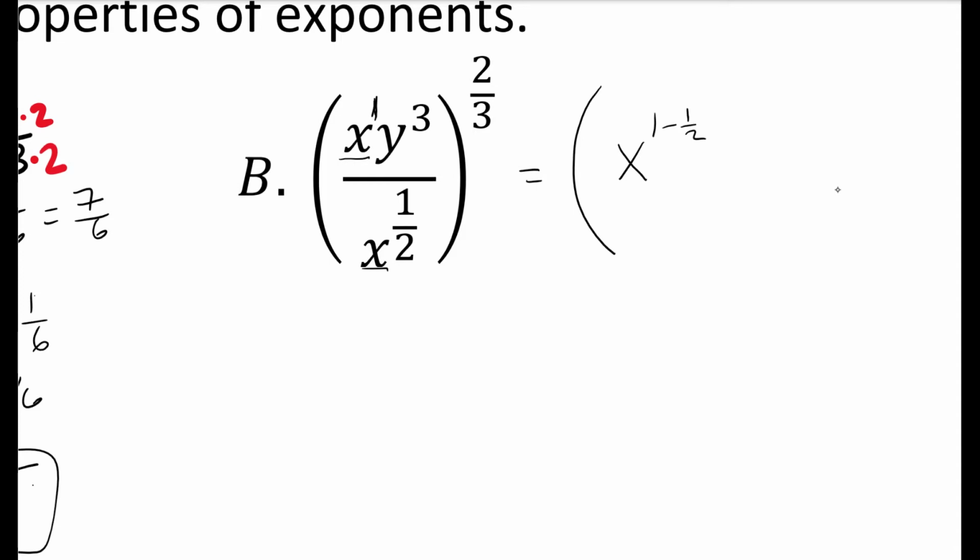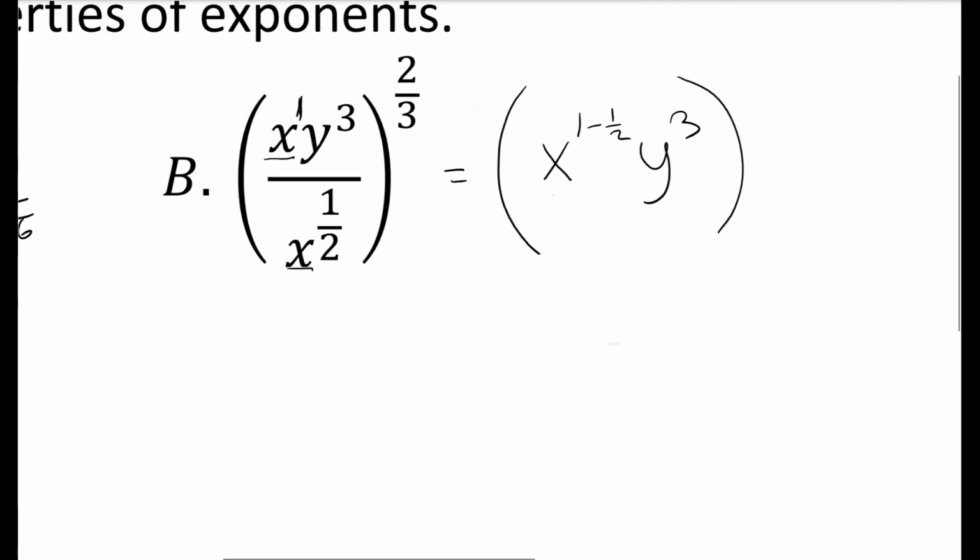Now the y is on top along with that x, so y stays on top like that. Remember, I only write the base x once, so it's only written once. I'm not writing it twice. And then of course we have the 2/3 power there, so we have to write that down.